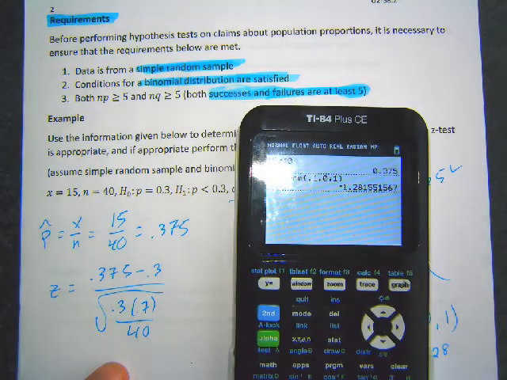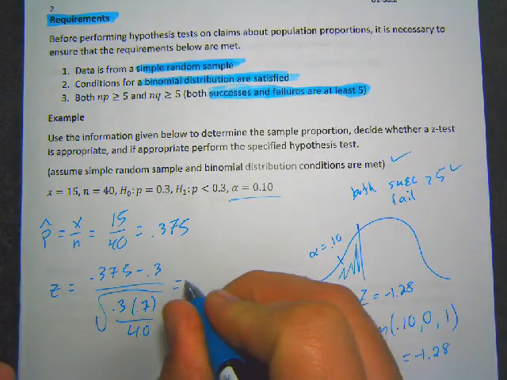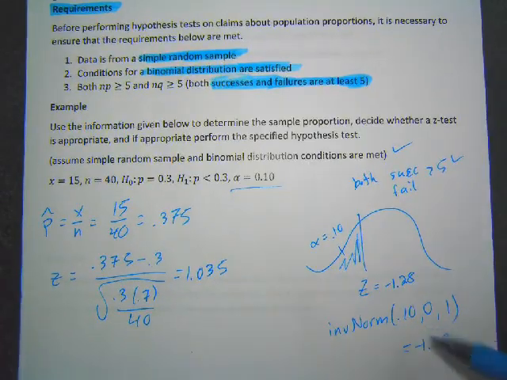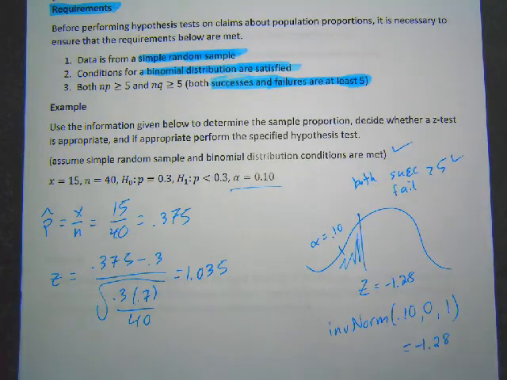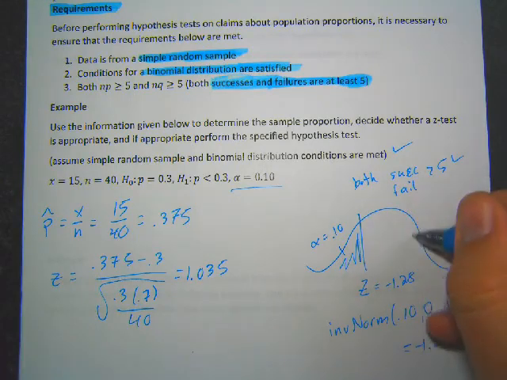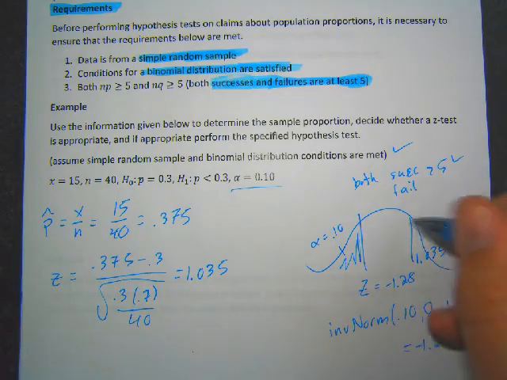So I type this in. I'm going to do 0.375 minus 0.3. I'm going to hit enter because I want the subtraction to happen before I divide. So now I'm going to hit divide. So you can square root 0.3 times 0.7 divided by 40. And we get, not surprisingly, 1.035, which is definitely not as extreme as negative 1.28, because if you take this value, the 1.035, it's way over here. It's above zero. It's positive. This is where our value is, 1.035, and it's in the fail to reject region.